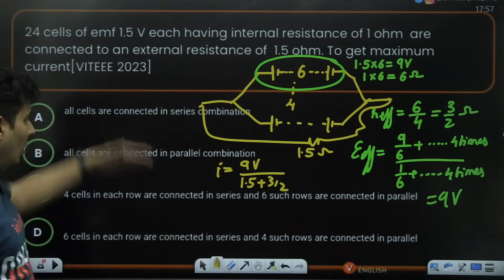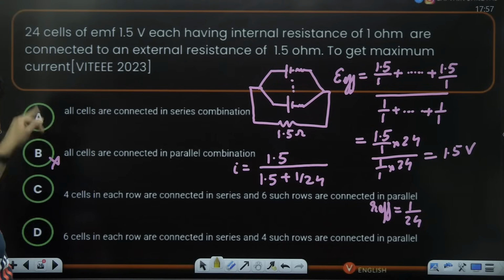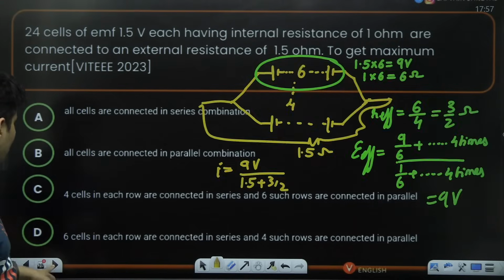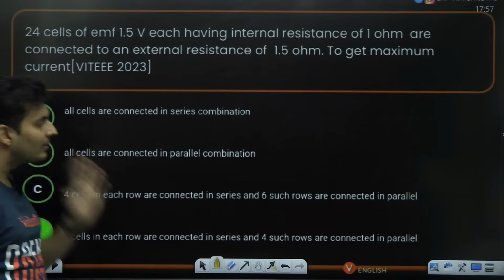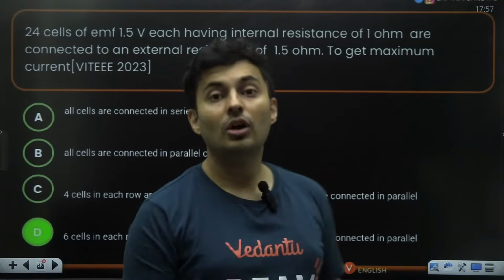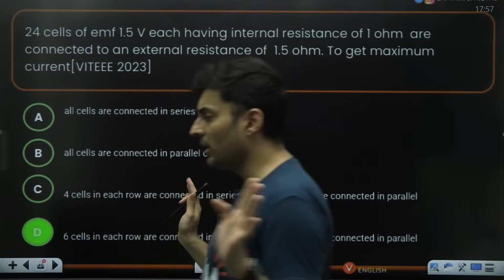Now compare all the currents from D option, C option, A option. One of them will be maximum. The answer comes out to be D in this case. Got it? How this has to be solved?